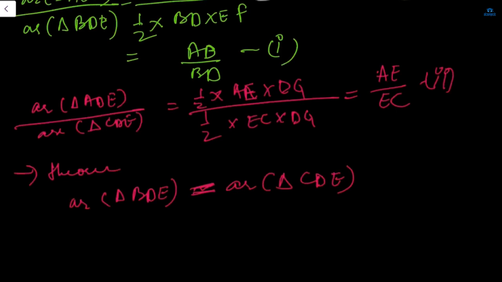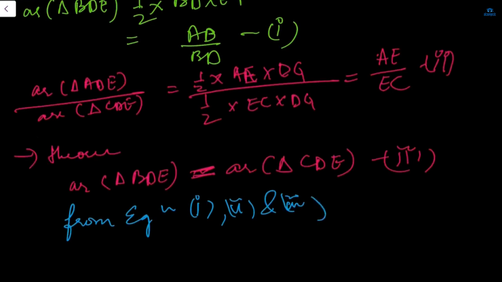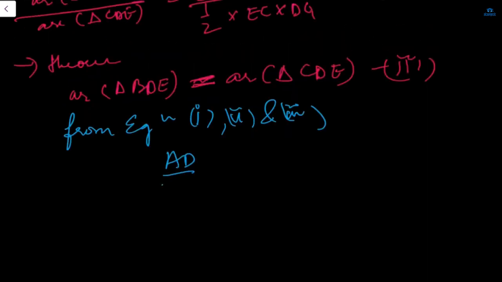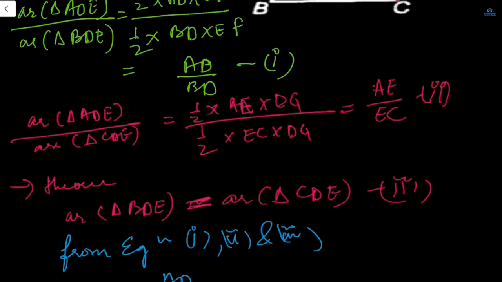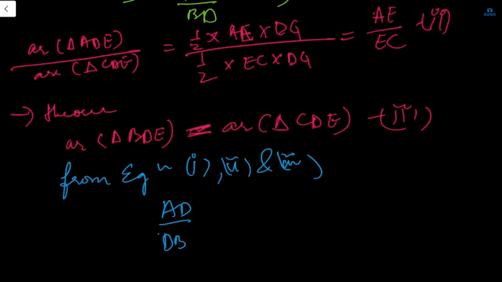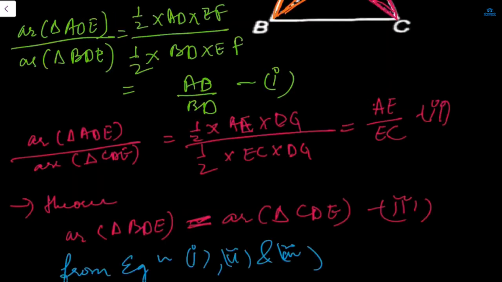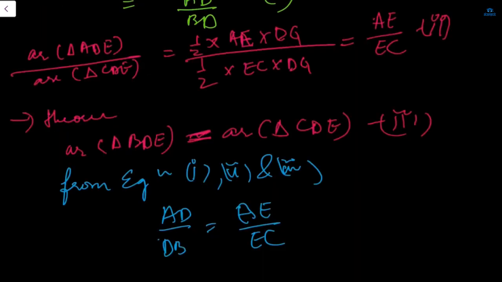Now, Vidima, do you want to ask anything? No, ma'am. Okay, so from equations first, second, and third, what do you get? Since the two triangle areas are equal, that means AE by EC is equal to AD by BD. In fact, DB should be written here. AD upon DB is equal to AE upon EC. Now this is your proof. You needed to prove only that, AD upon DB is equal to AE upon EC.